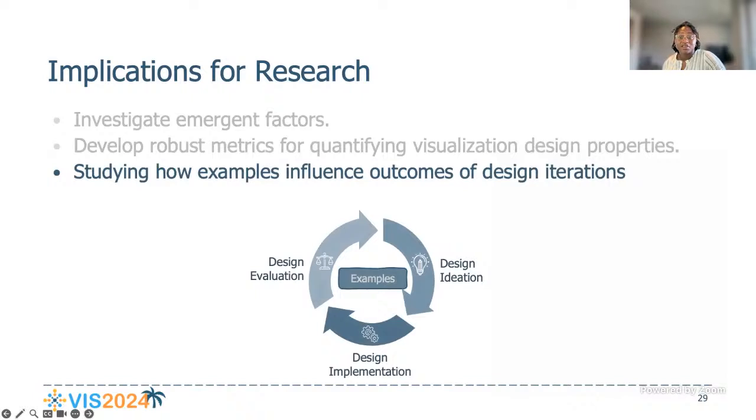Finally, our study focuses on only a single iteration of the design process. Future work can consider a longer-term study of the design process, looking at how examples influence design outcomes across the different design stages.